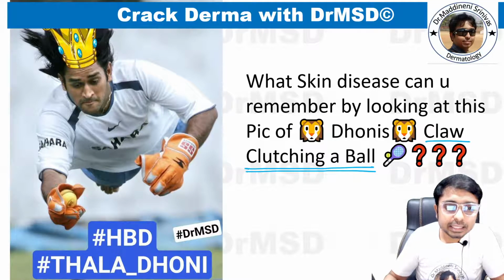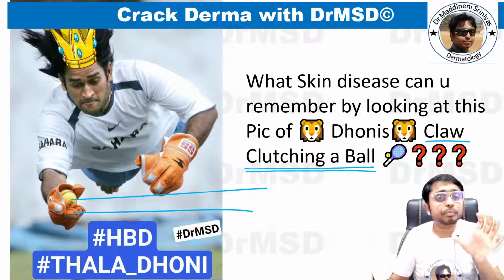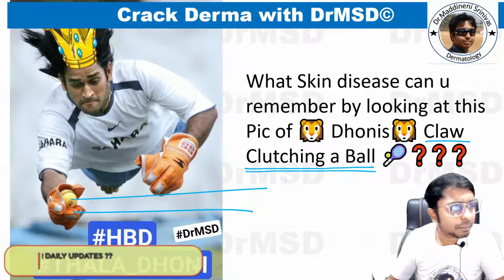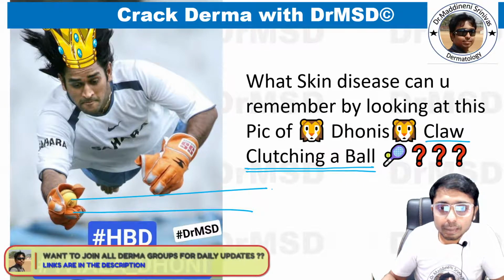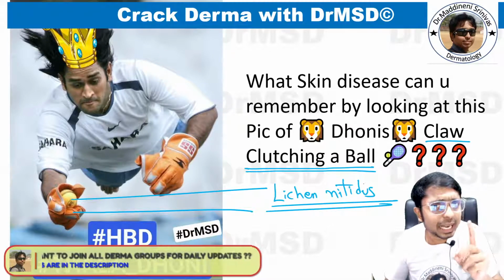So you can see this is the rete ridge, and this is the collection of the lymphocytes, with the help of which you can remember easily. Claw clutching ball appearance is seen associated with lichen nitidus. And one more thing which you must remember is lichen nitidus has nothing to do with lichen planus.